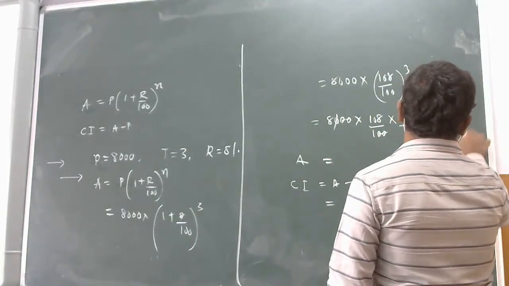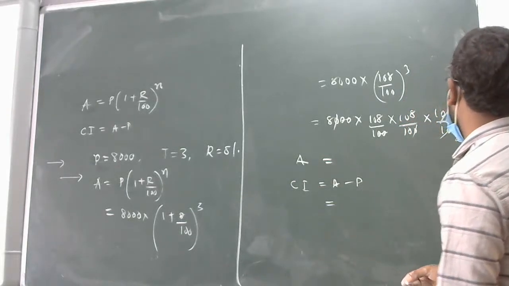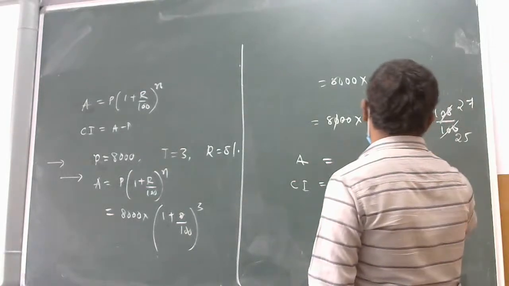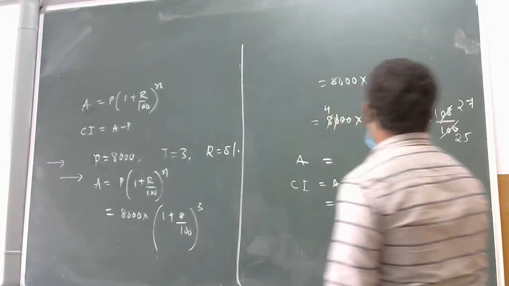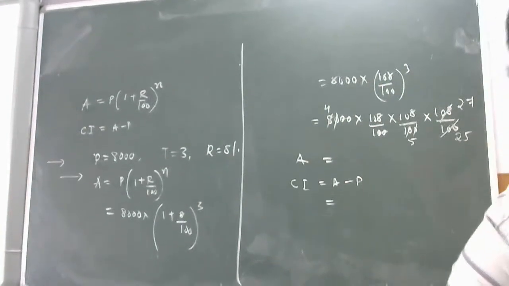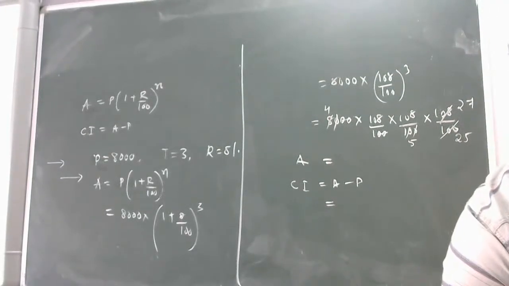There will be 25 and there will be 27. Four into 108 into 108 into 27 divided by 125. Those who are attending online, you can tell me what the answer is. Any of you having calculators?